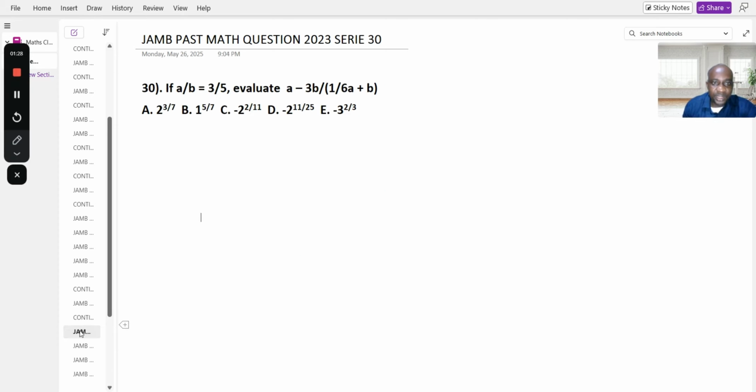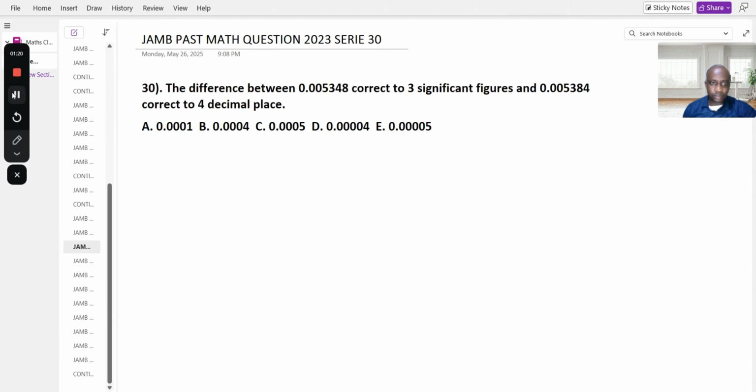If a over 3 is equal to 3 over 5, evaluate. Yes, the question says the difference between 0.00534 correct to 3 significant figures and 0.00538 correct to 4 decimal places. There's a difference between decimal places and significant figures. Decimal places we count from the dot, while significant figures we count from wherever you see a figure that is not a zero, anything more than zero, maybe from 1 or 2.